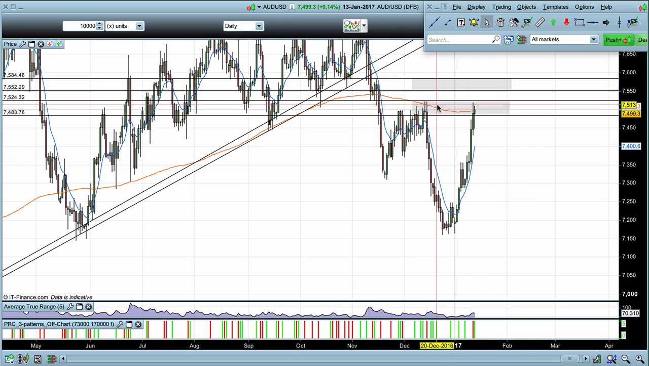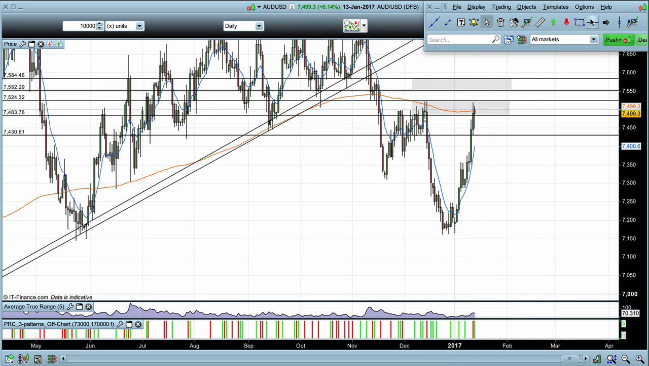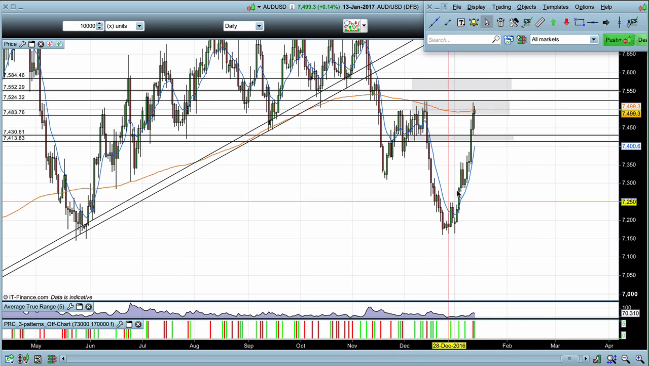Now to the downside, where are our strong levels of support? Well, this level here on the Australian dollar US dollar is a good level of support. We went over this last week as a potential area of resistance. The market crashed through it last week, however.